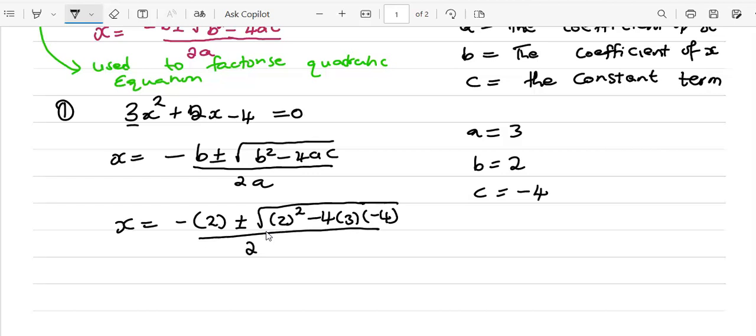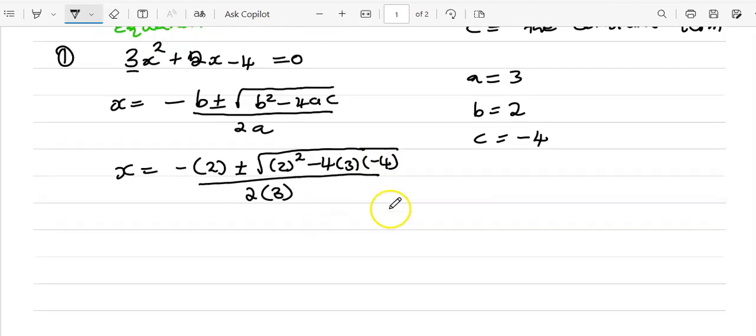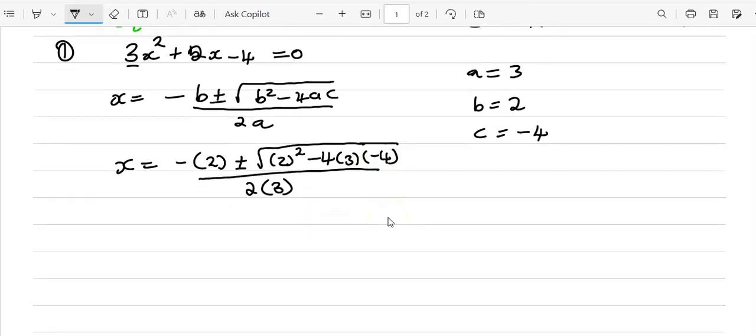Everything divided by 2 into the value of a, which is 3. So what I need you guys to do is solve for x from this. You can punch this on the calculator to find the value of x.